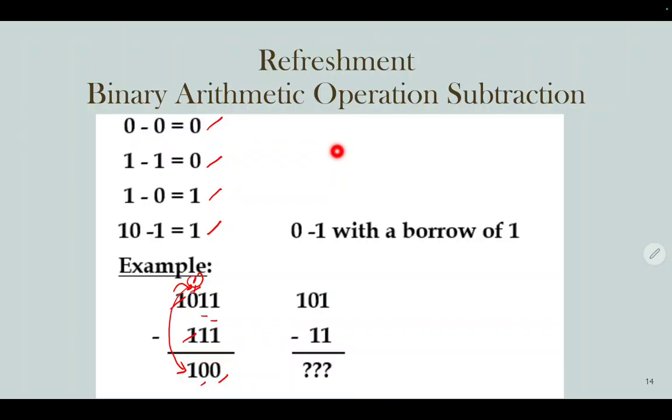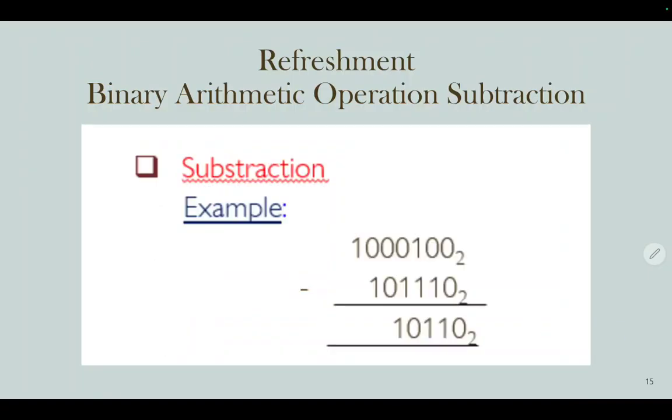Okay. 1 minus 1 equals 0. 0 minus 1 cannot be done, so you have to borrow 1 here. So you got 1, 1 over here. 1 minus 1, finished. And then 1 over here going down. Okay, next.